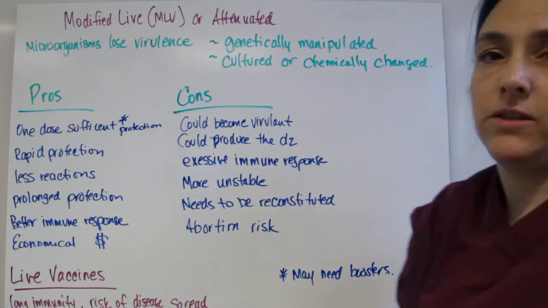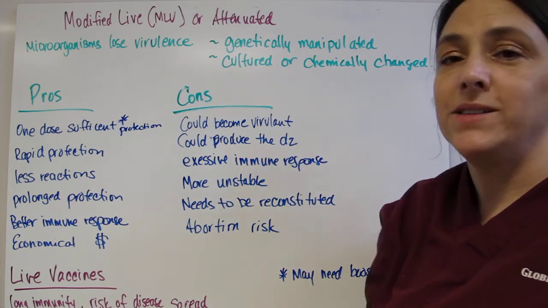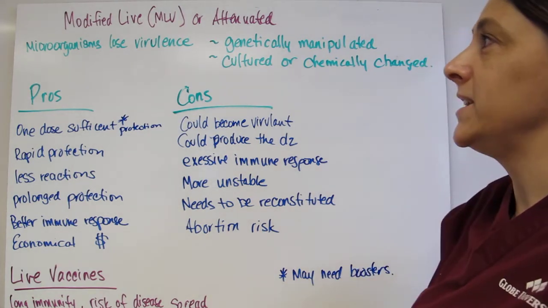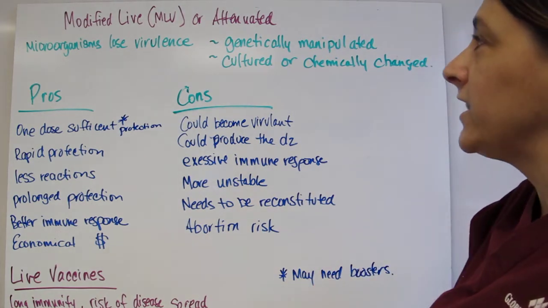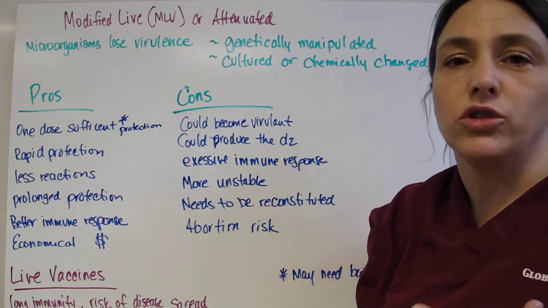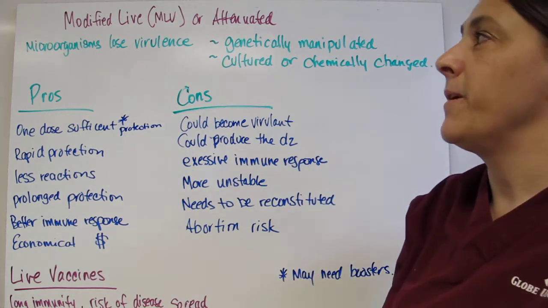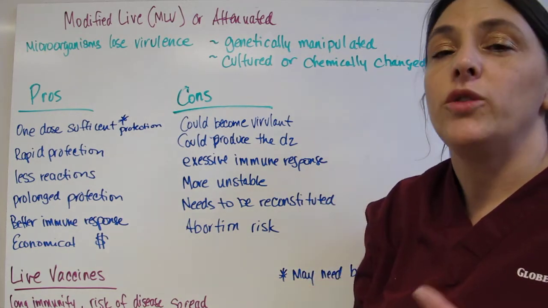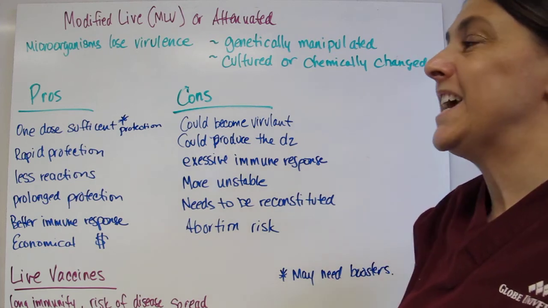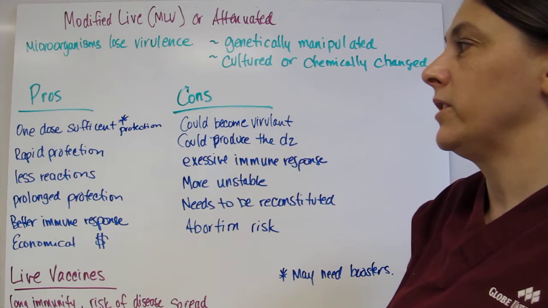Another type of vaccine that you're going to see in clinic is modified live or attenuated. Basically, what a modified live vaccine is, they have either genetically manipulated or chemically manipulated or used cultures to manipulate the virulence of this disease. So they lose some of their virulence. It's not necessarily avirulent, but it loses most of its virulence.